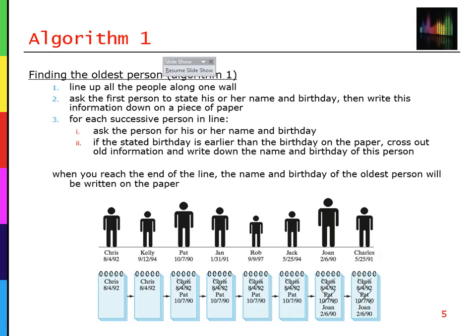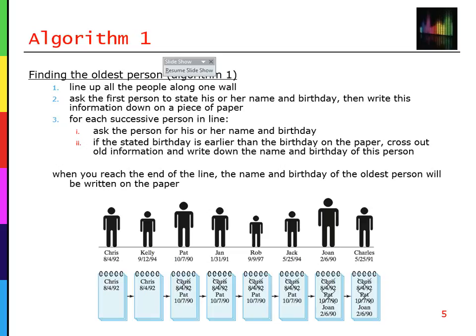The first algorithm has you line up all the people along one wall, ask the first person to state his or her name and birthday. You write that information down, and then for each subsequent person in line, you ask the person for his or her name and birthday. These steps, by the way, are going out like a computer would. Sure, you could say, what are all your ages? And one by one, you could ask people. You wouldn't even have to sort out a line. And because of human memory, we could probably remember who the oldest person in the room was. But if we didn't have that ability to have that memory, how would we actually do it? So this shows how to do it.